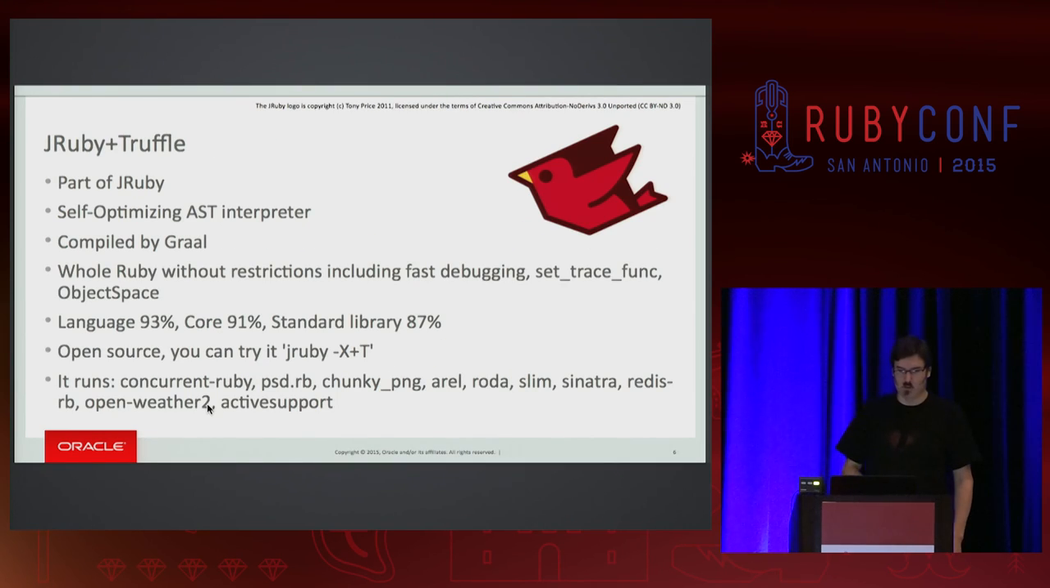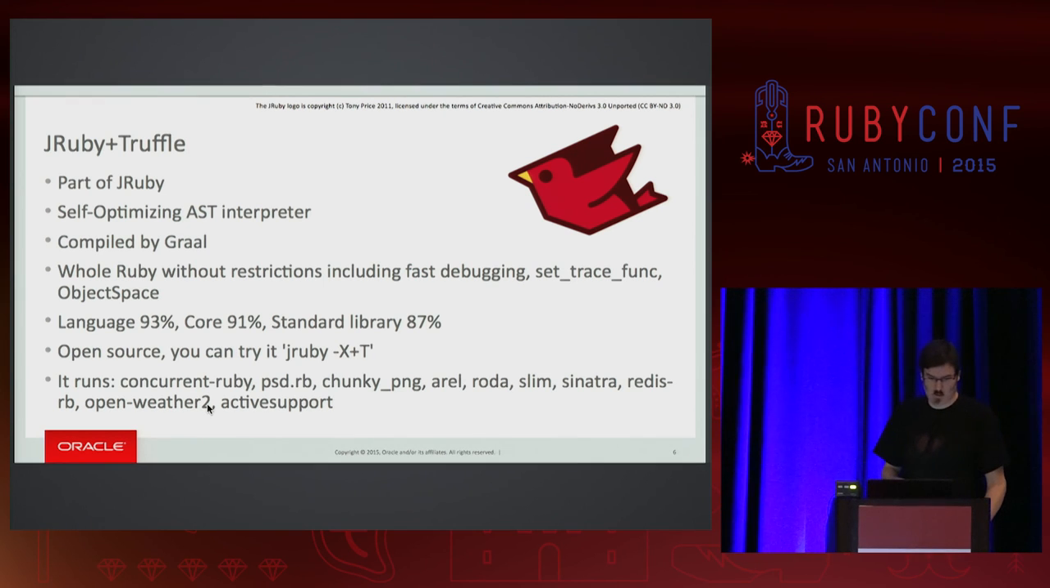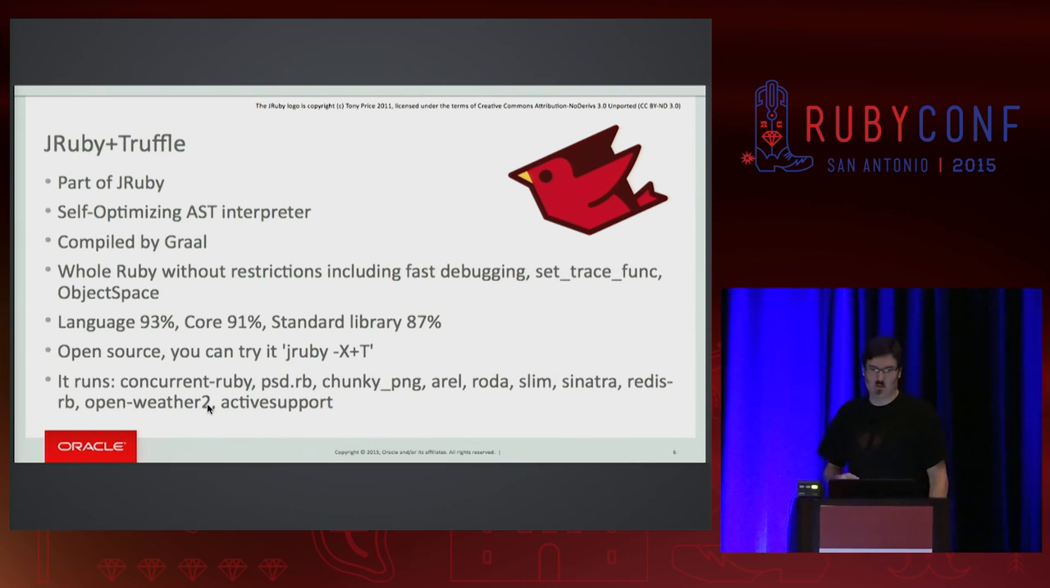And the second project, which was already mentioned, is JRuby plus Truffle, which is an experimental backend in JRuby. And it's part of the same repository. So it's open source. It's basically an AST interpreter, but with the key thing that it's a self-optimizing abstract syntax tree interpreter, which means that as this interpreter executes your code, it can profile which branches were taken or what types it saw. And based on that, the nodes can specialize. And after some time, we can assume that this tree of nodes is stable, and we can feed it to a Graal compiler. It can then produce highly optimized machine code for us.